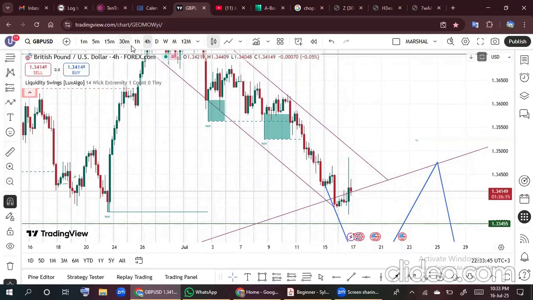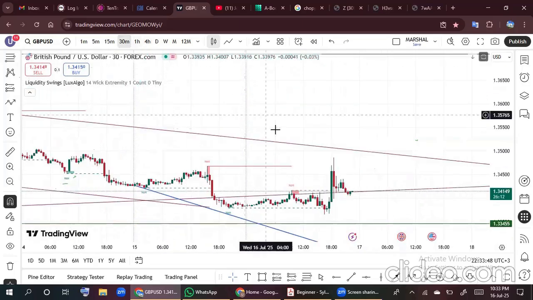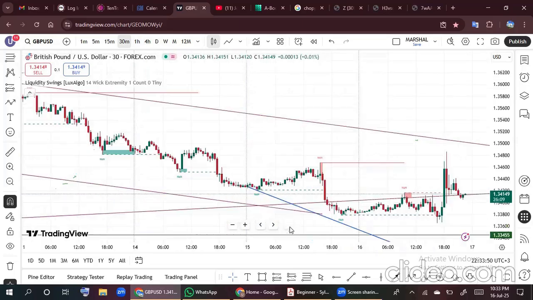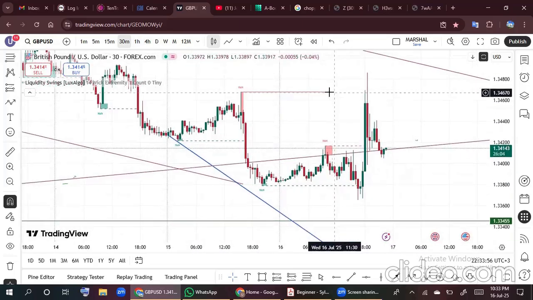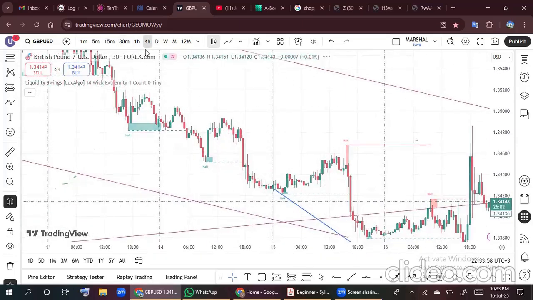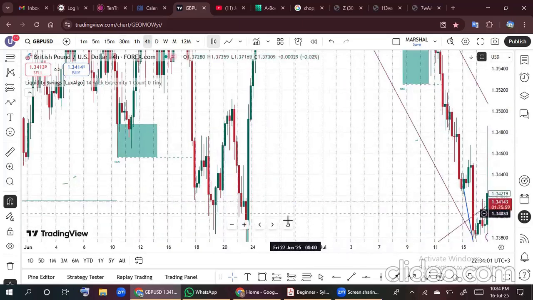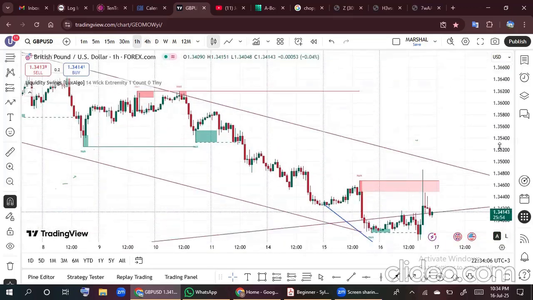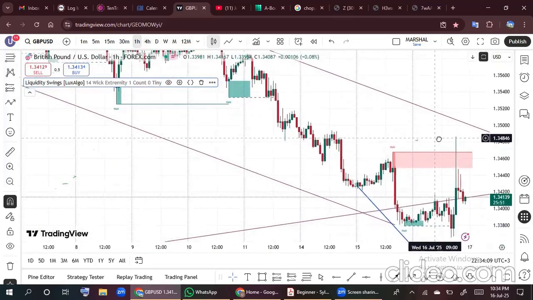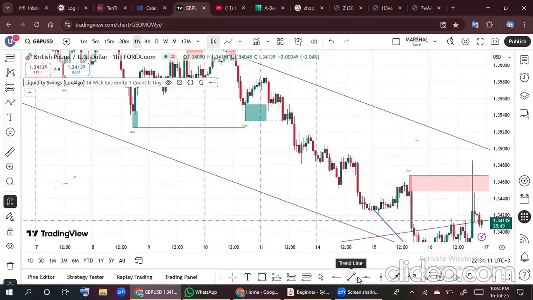So as a trader, when you go to the lower time frames, you see that there are more opportunities for you to draw more trend lines. You can pick a trend line from the 4-hour, and when you go to the lower time frames, you can even see more areas where you can draw trend lines.